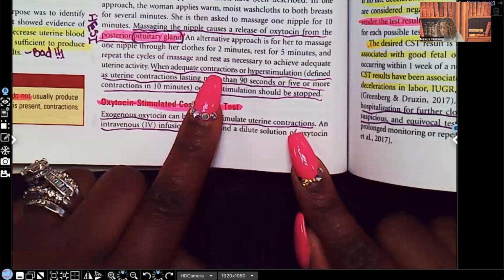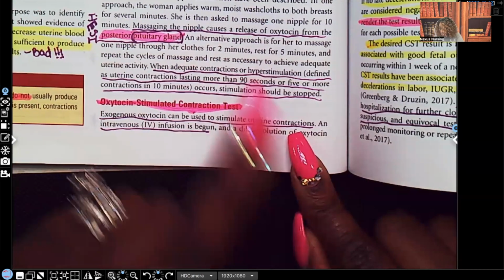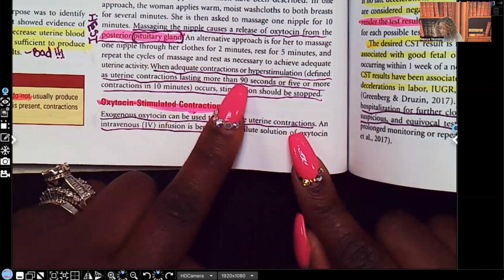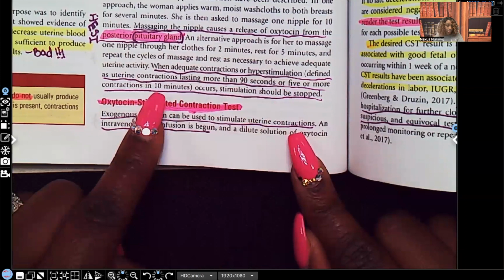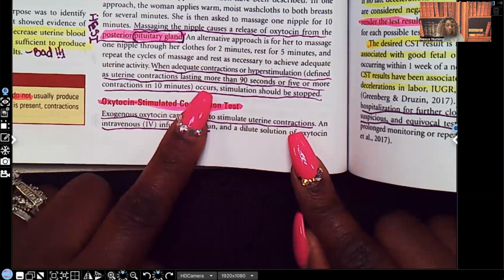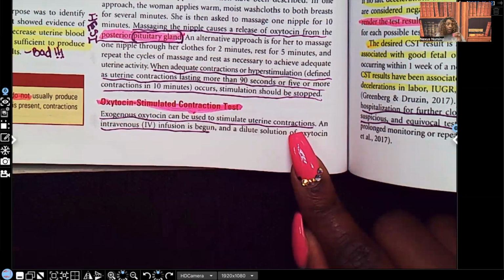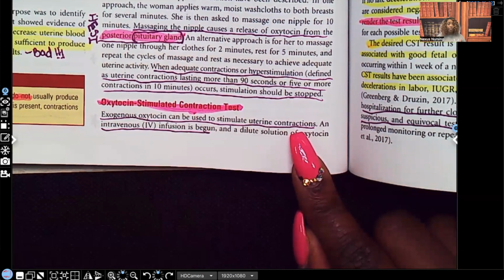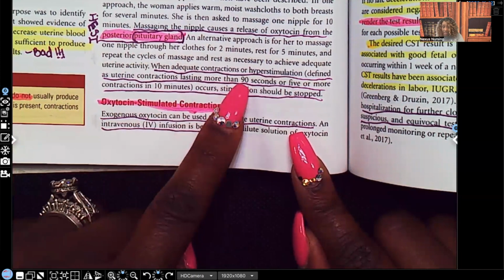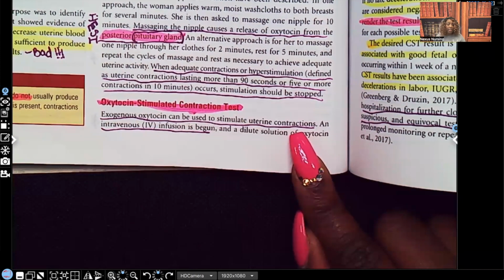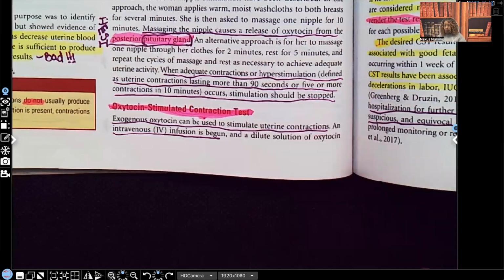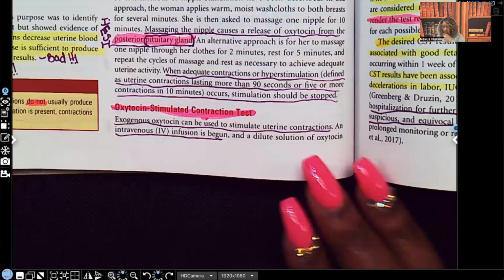When there are adequate contractions or hyperstimulation, that's defined as uterine contractions that last for more than 90 seconds or 5 or more contractions within a 10-minute time span. When this occurs, stimulation should be stopped. We're not trying to overdo it. So when the woman has adequate contractions or hyperstimulation, stop. And they told you what hyperstimulation is. It's defined as uterine contractions lasting for more than 90 seconds or having 5 or more contractions within 10 minutes. That's enough. Let's talk about the oxytocin stimulated contraction test.